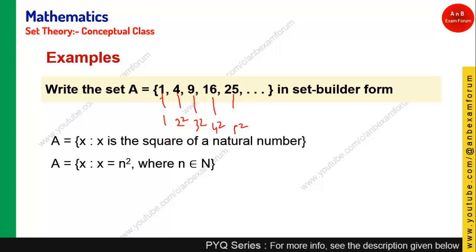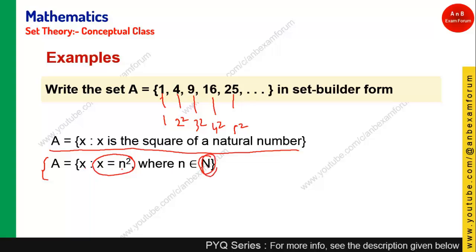There are basically two ways you can build the set, like x such that x is a square of a natural number. This is layman's terms, and it is good enough, but if you are a mathematician you should write it like this: A is equal to the set of all x such that x is equal to n square, where n belongs to capital N.